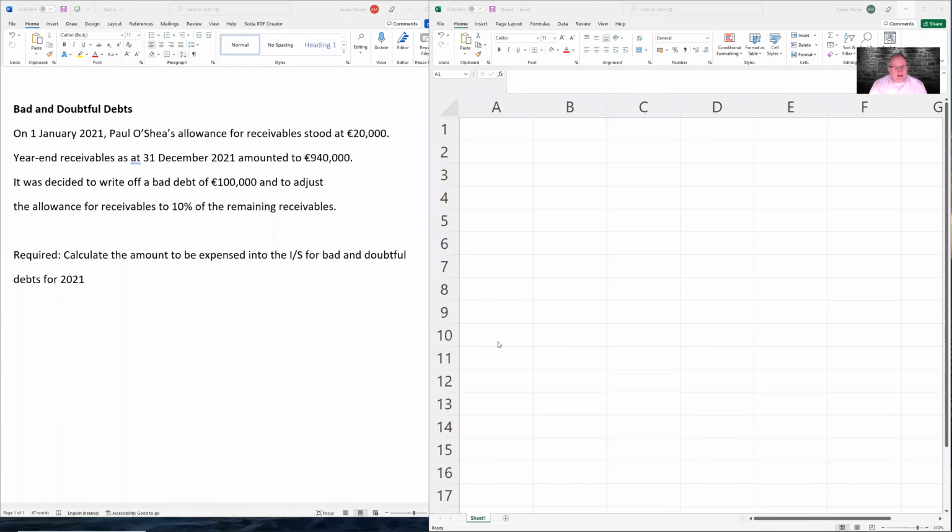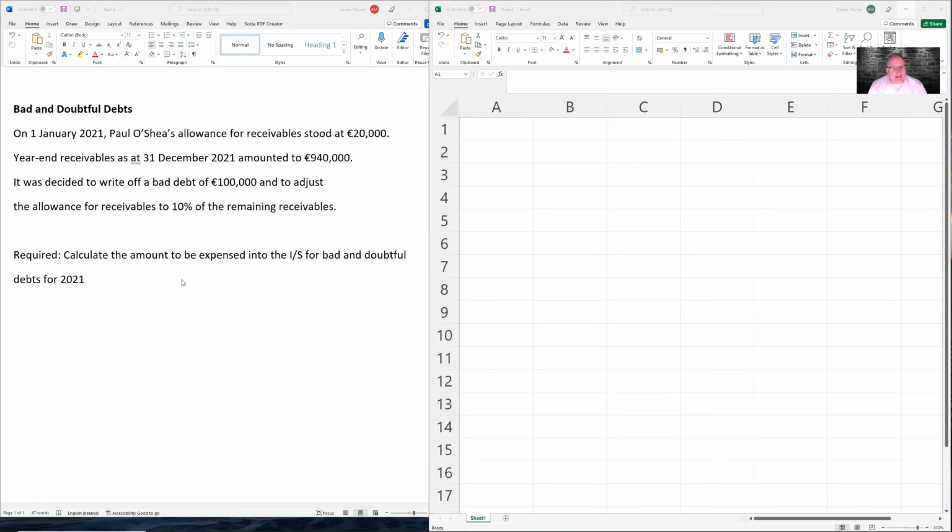Hi guys, I wanted to look at the area of bad debts and bad debt provisions. It's a common question in the double entry bookkeeping for CAP 1, but it also arises as a number of adjustments when preparing the income statement and the statement of financial position.